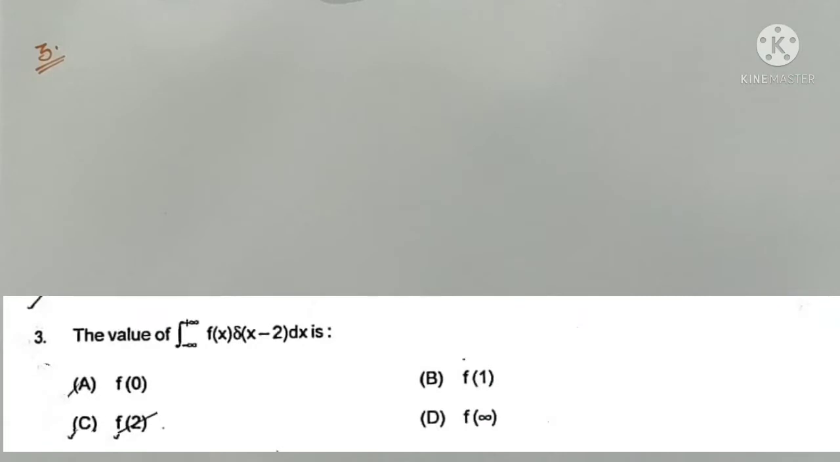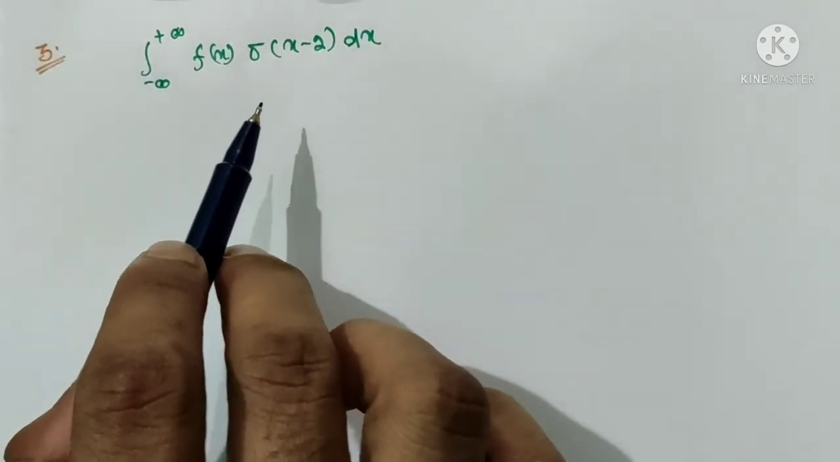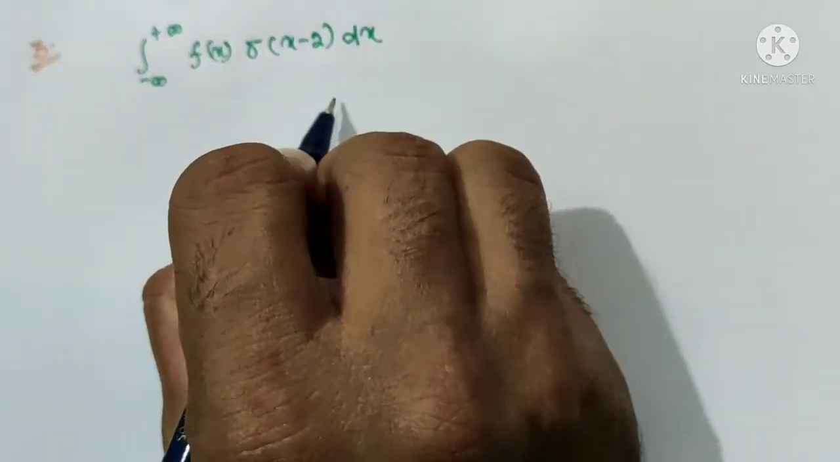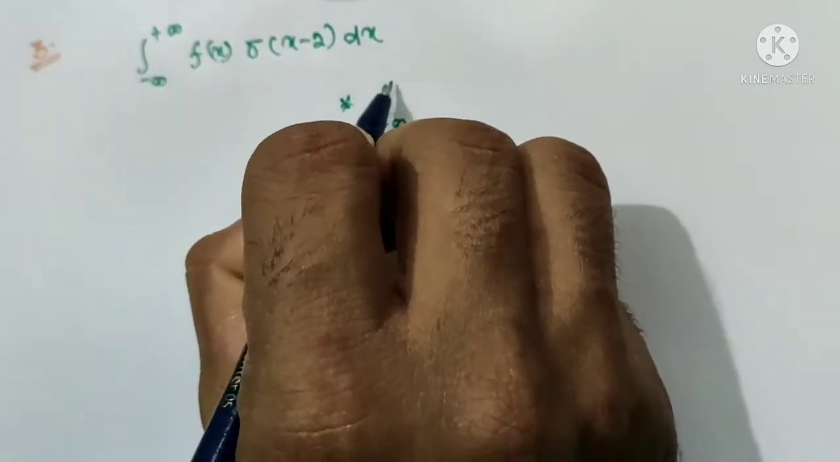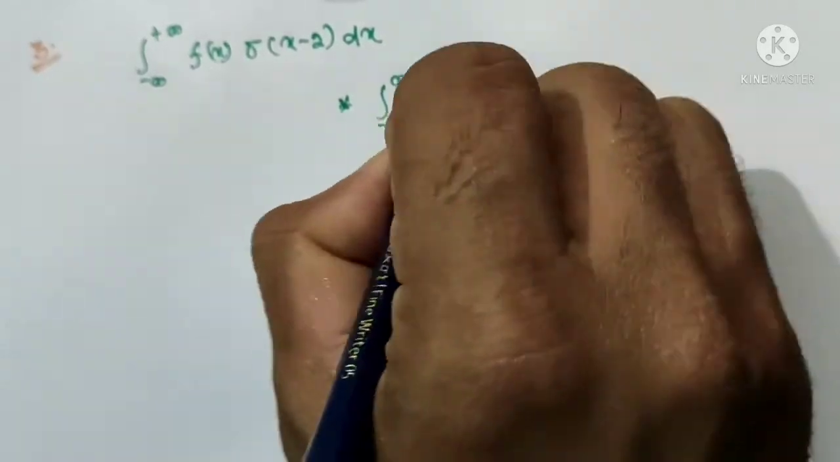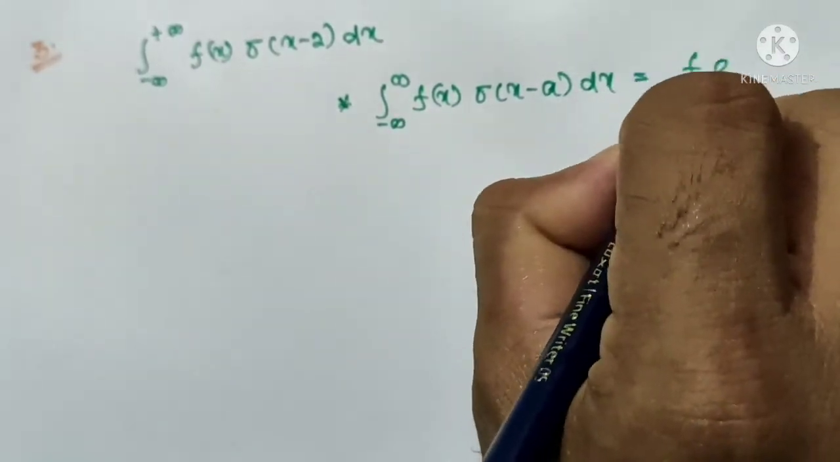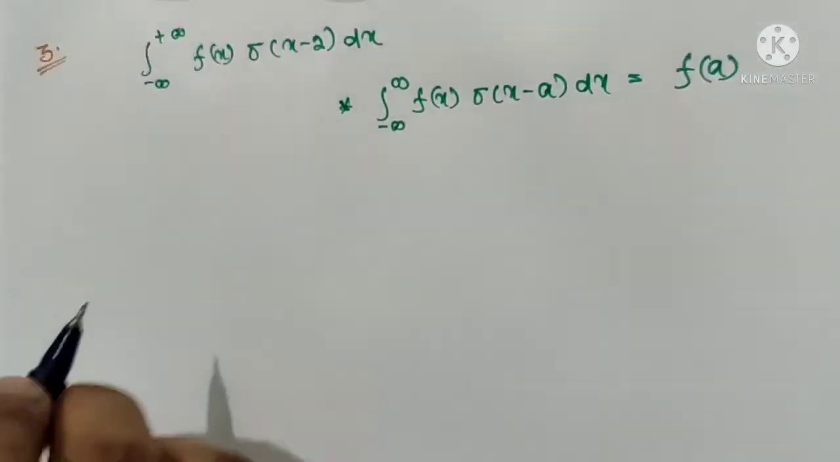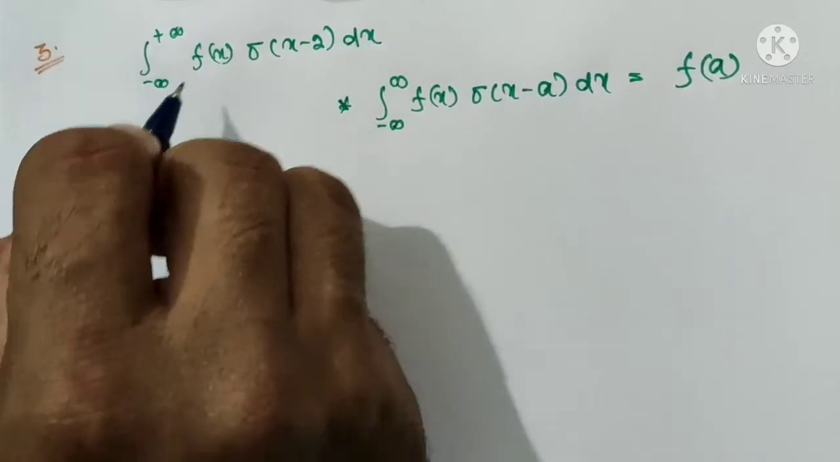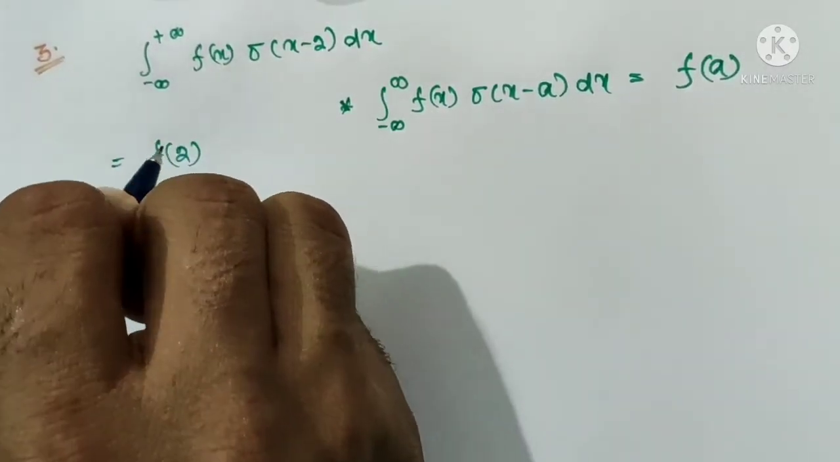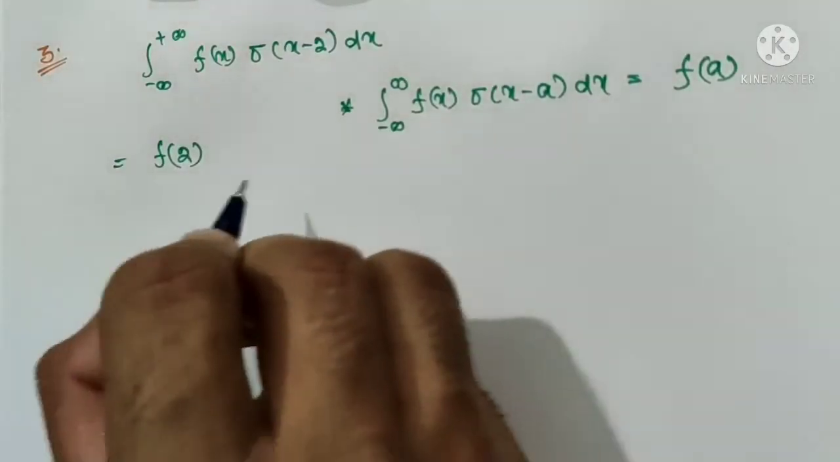क्वेश्चन नंबर 3, the value of this integral minus infinity to plus infinity f of x direct delta x minus 2 dx is. तो देखो ये डायरेक्ट डेल्टा जो प्रॉपर्टीज की डायरेक्ट एप्लीकेशन है, we know integral minus infinity to infinity f of x delta x minus a dx equals to f of a. तो बस इसको यूज कर लो, तो ये क्या हो जाएगा कि f of 2. सो योर करेक्ट ऑप्शन इज ऑप्शन C.